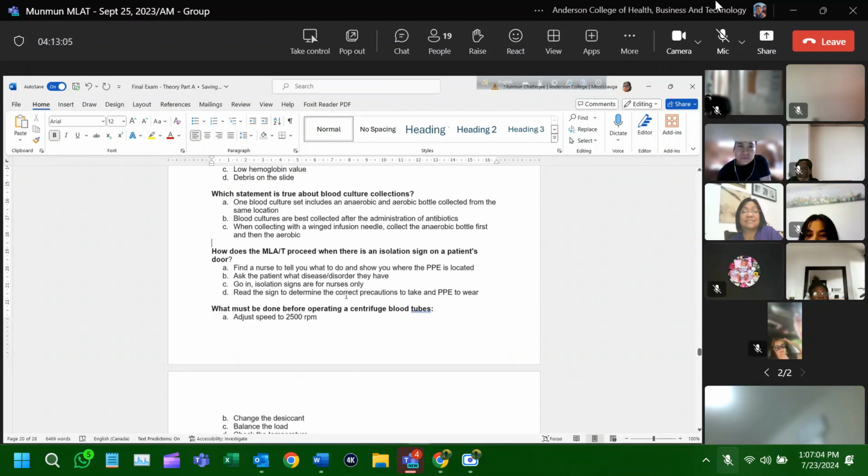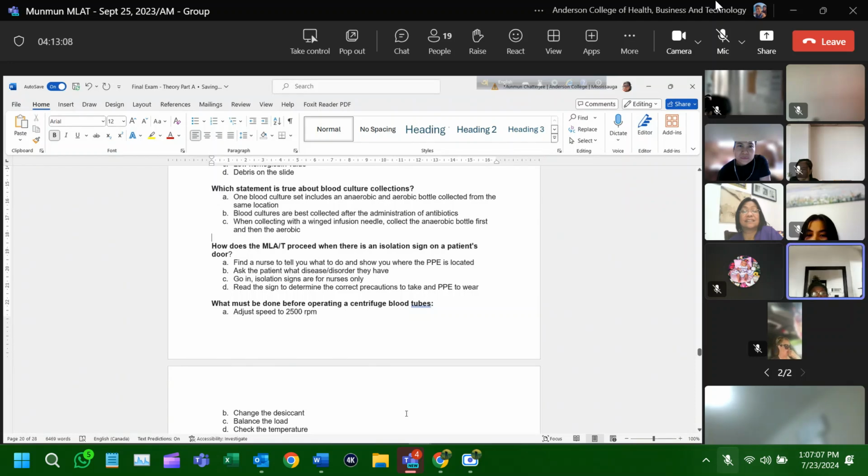What statement is true about blood culture collection? A, I think. There will be two sets. None of them is true, I don't think. One set, letter C, includes aerobic and anaerobic, and it is collected from the same location. That is the best answer, A, because one set contains both aerobic and anaerobic, and you are collecting it from the same location.